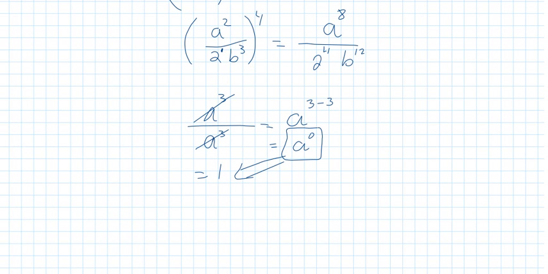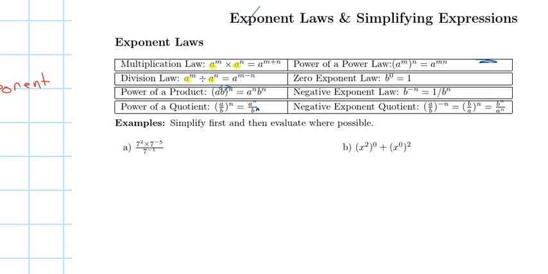Then we have the negative exponent. Anytime you have a base with a negative exponent, basically what they say is you flip your base and then you make it a positive exponent. I'm going to teach you why that happens, and then I'm going to show you a few examples.